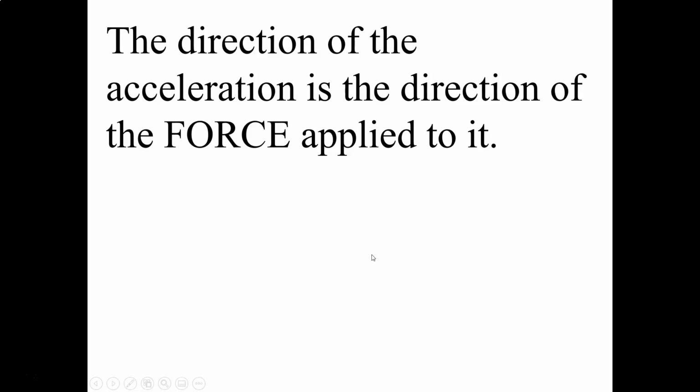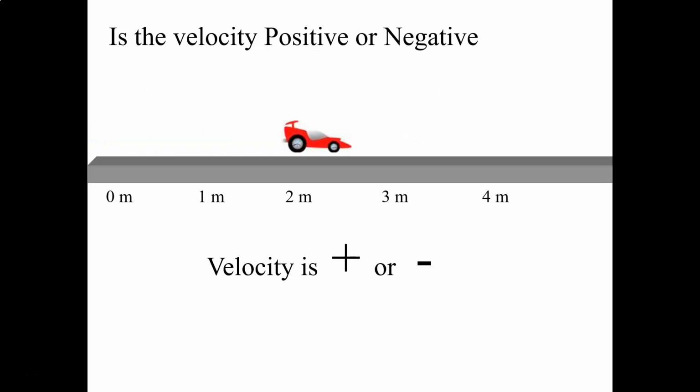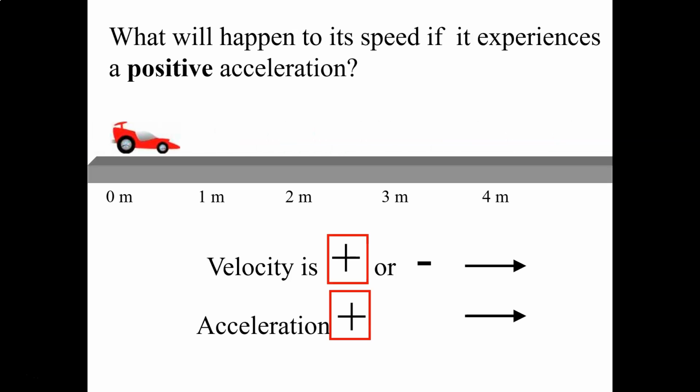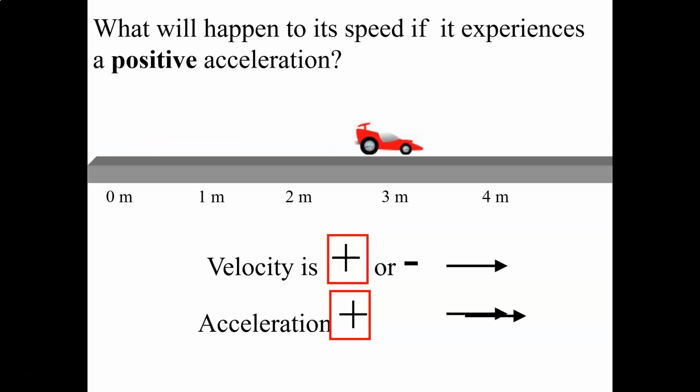So the direction of the acceleration is the direction of the force applied to it. So if you want to cause something to accelerate to the left, you push it to the left. If you want to cause something to accelerate to the right, you push it in the right direction or positive direction. So here we've got a car, and is my velocity positive or negative? Well, my velocity would be positive because I'm traveling to the right. Now, if I push it to the right, meaning I accelerate it to the right, what's going to happen to its speed? If it's moving to the right and then there's a force acting on it to the right, it's going to speed up. So it's going to speed up if it has positive acceleration.